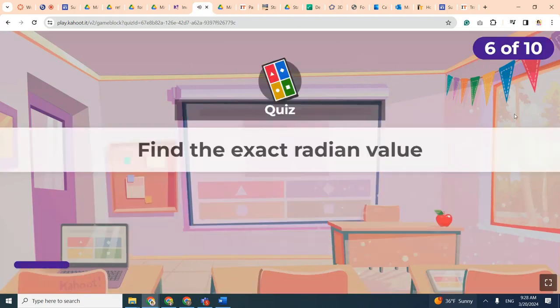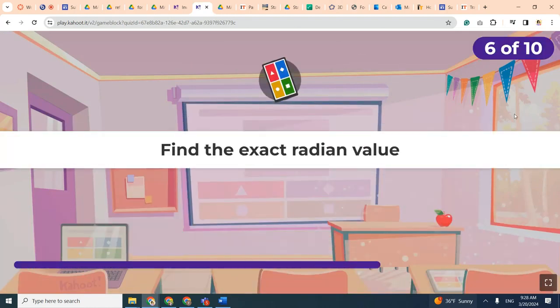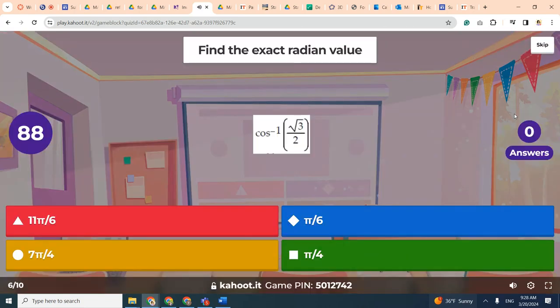All right. Find the exact radian value at cosine root 3 over 2.